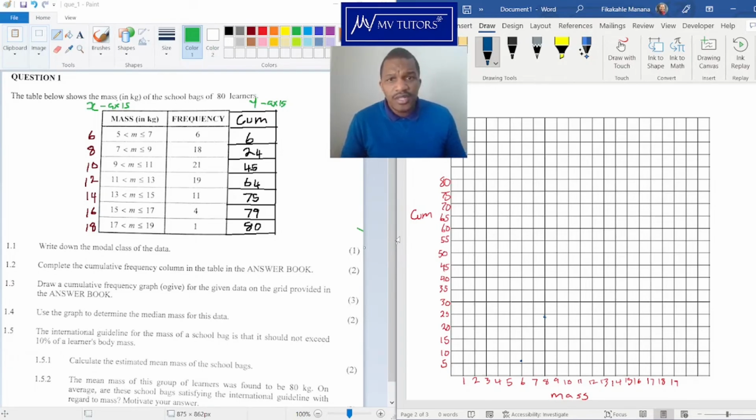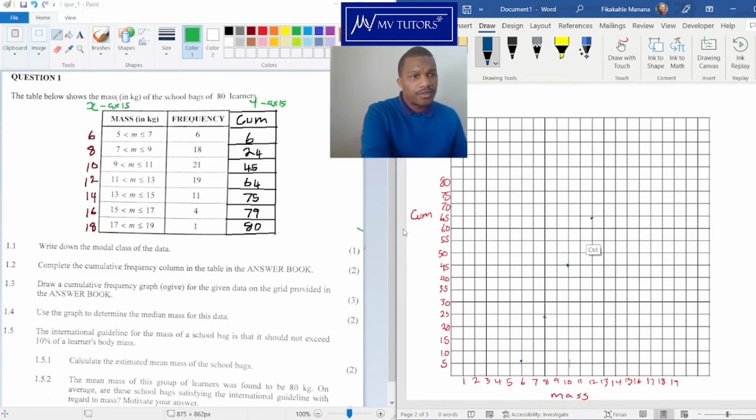The next one is 10 and 45. So we go to 10, we go up to 45, up there. Perfect. And then the next one, we're going to go 12 and 64. So 12 and 64. 64 is probably somewhere there.